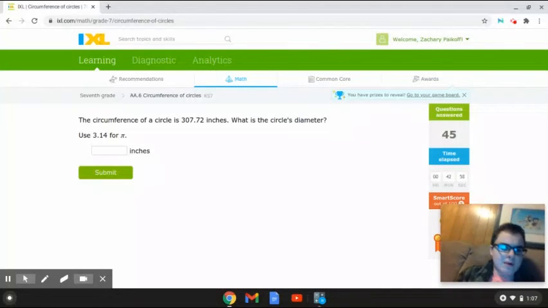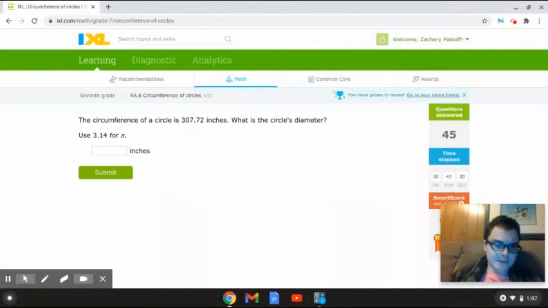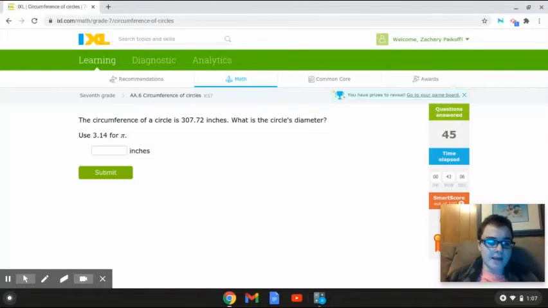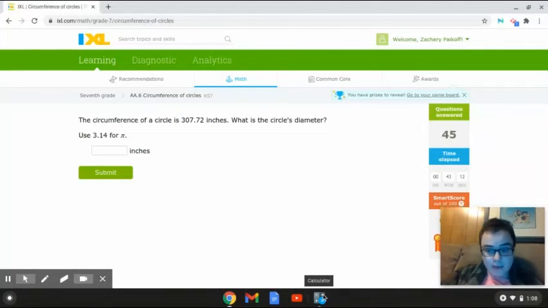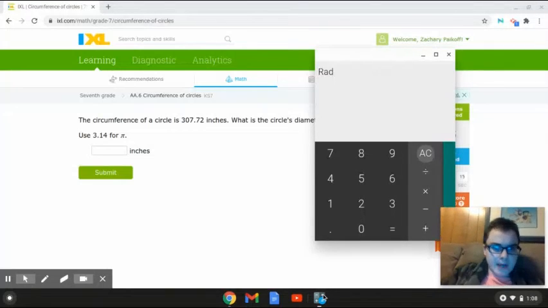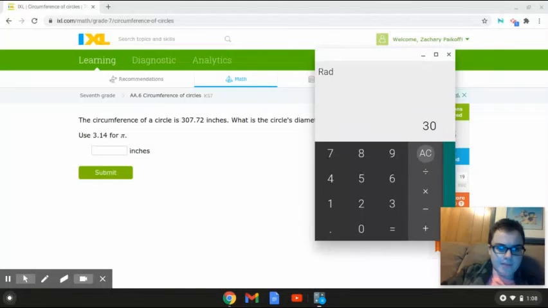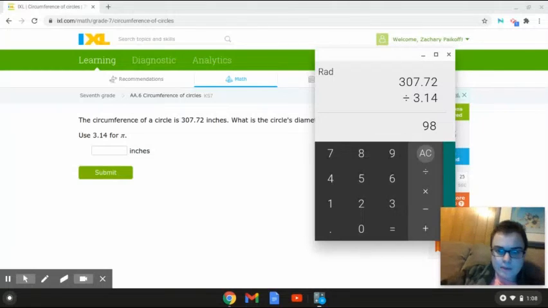Alrighty, so this last problem reads, the circumference of a circle is 307.72 inches. What is the circle's diameter? Use 3.14 for pi. So the way that we're going to solve this is now we are given the circumference, and we need to figure out the diameter. And the way that we're going to do that is simply by just taking the circumference and dividing it by pi, also known as 3.14. So 307.72 divided by 3.14.